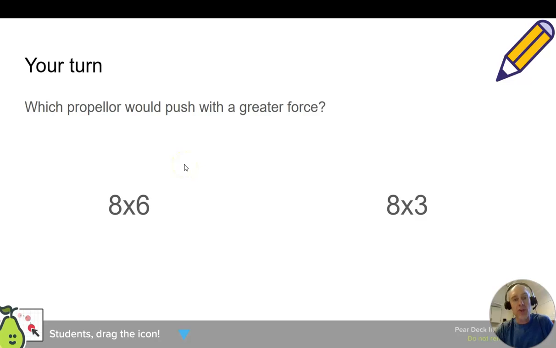Which propeller would push with a greater force, the 8x6 or the 8x3? Please answer that now.